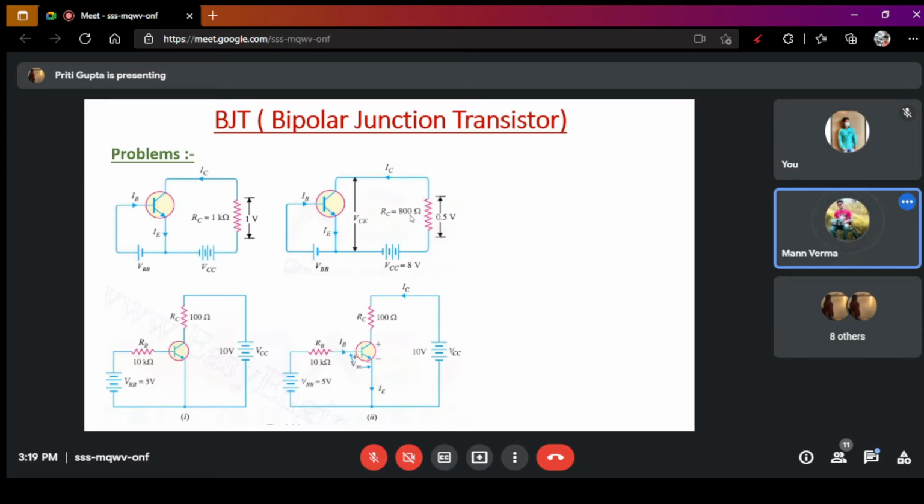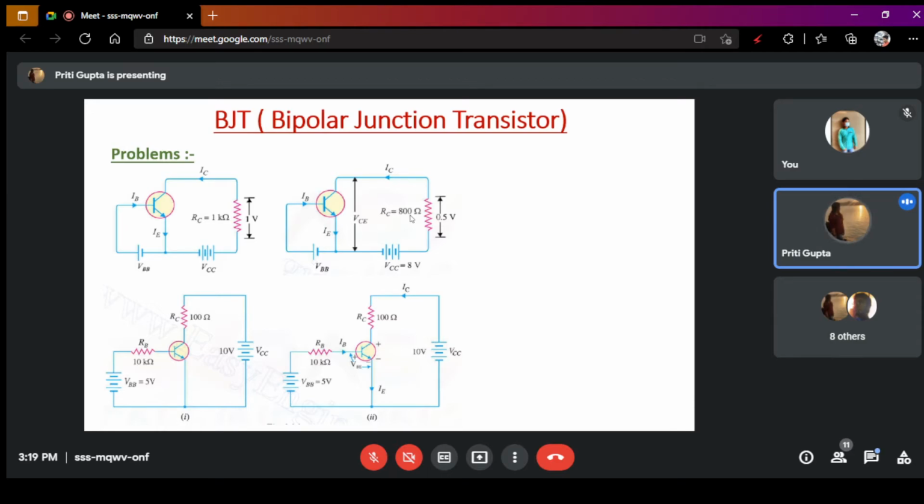0.000625 ampere. Convert it to milliampere. IC will always be in milliampere and IB in micro. So after converting to milliampere, tell me. Whatever you got, just multiply with 10 to the power minus 3. Ma'am, 0.6 milliampere. Yes, 0.6 milliampere.